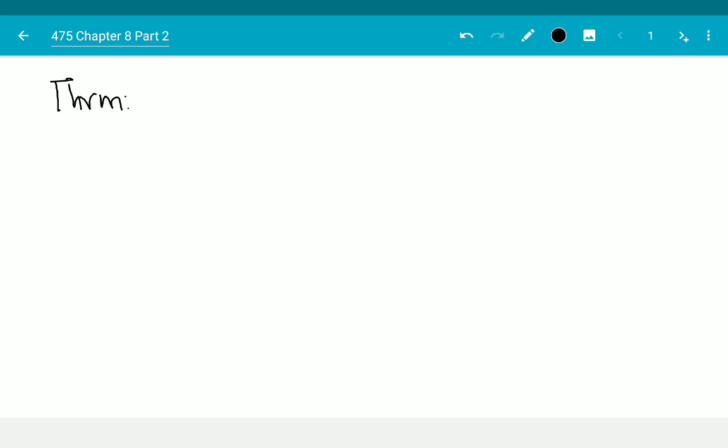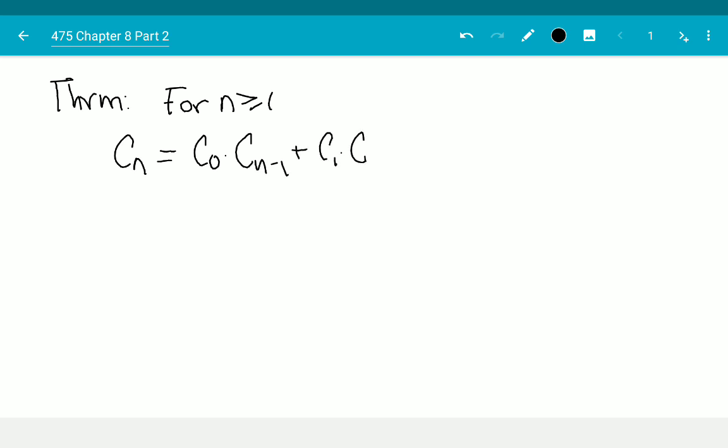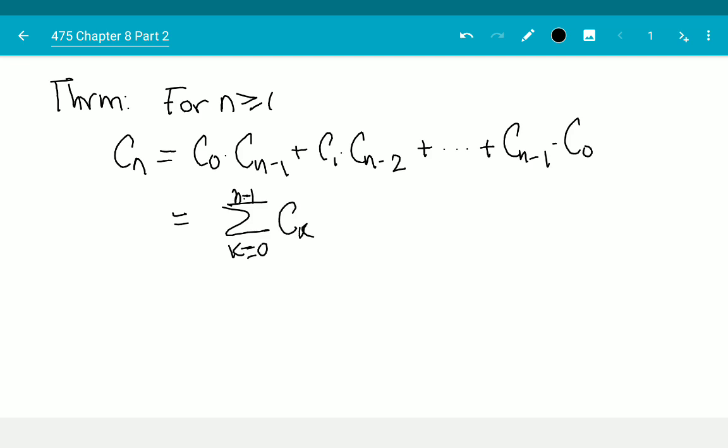The Catalan numbers satisfy a recurrence relation for n greater than or equal to 1. Cn is equal to C0 times Cn minus 1 plus C1 times Cn minus 2 plus dot dot dot Cn minus 1 times C0, which is equal to the summation from k equals 0 to n minus 1 of Ck times Cn minus 1 minus k.